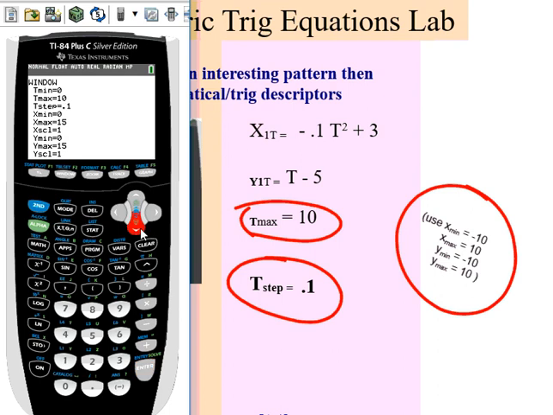X min, it says use -10. If you aren't changing these numbers, you're not going to see as cool a result. X max, 10. Y min, -10. Y max, 10. And then hit graph.